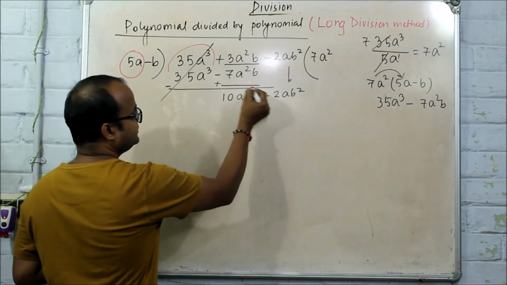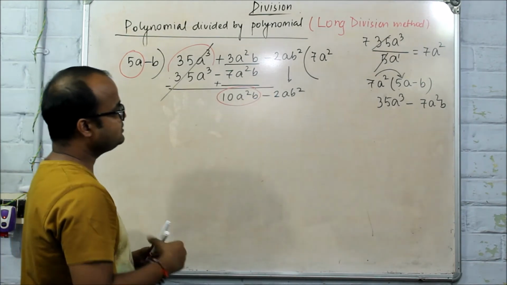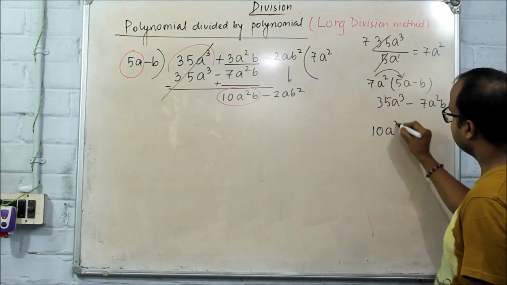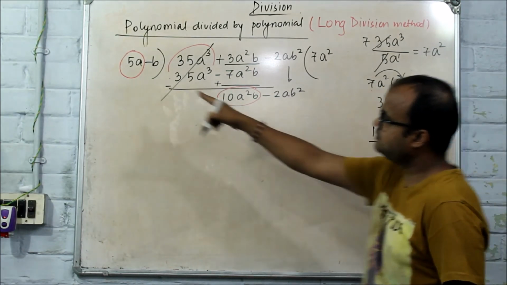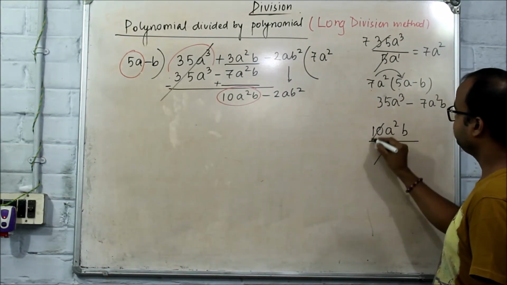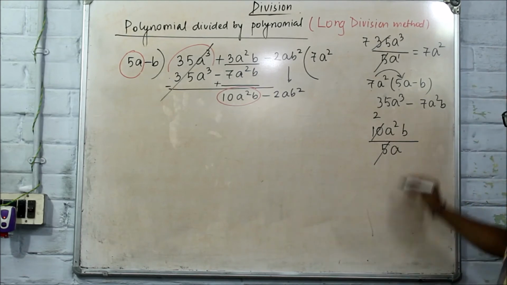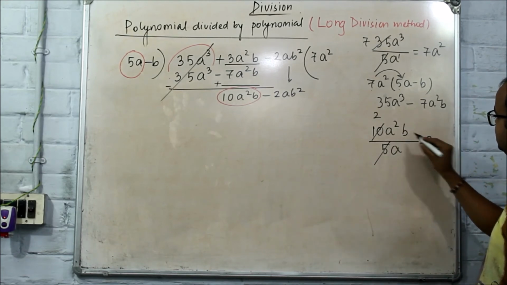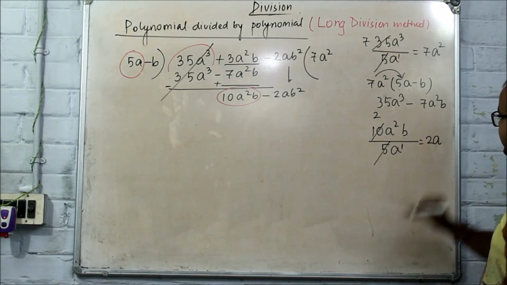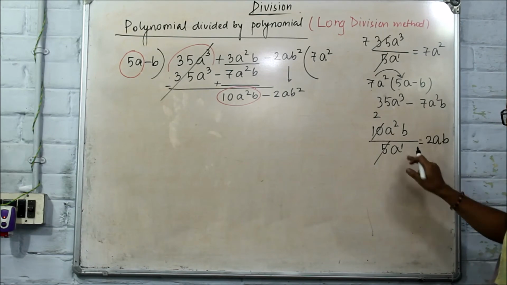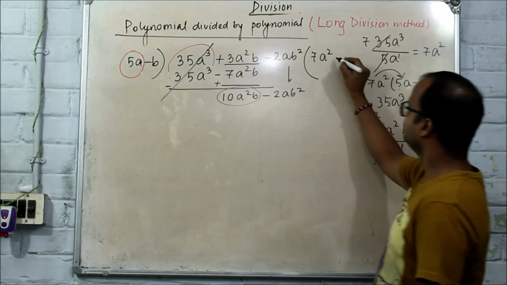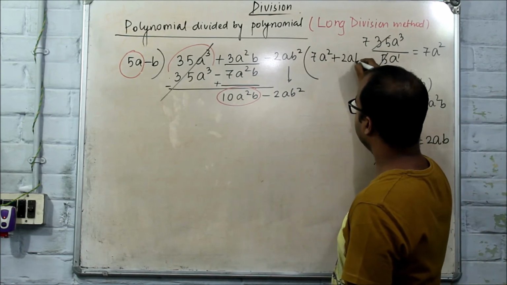So in this step, this is the leading term, 10a square b. So 10a square b divided by 5a. 5 2s are 10. So here a to the power 2, a to the power 1, so 2 minus 1, 1. So a. Denominator has an absence of b term, so it is b. So plus 2ab. So here we write plus 2ab.